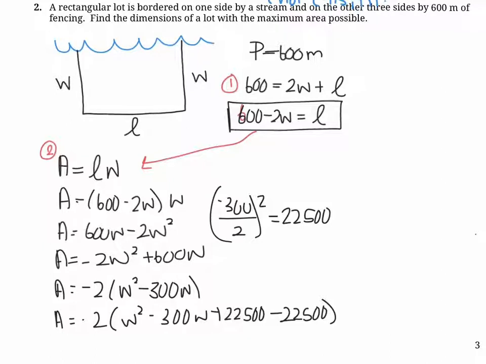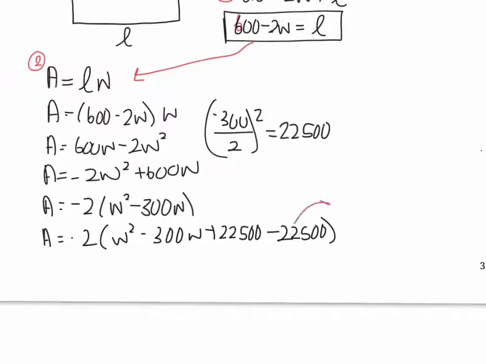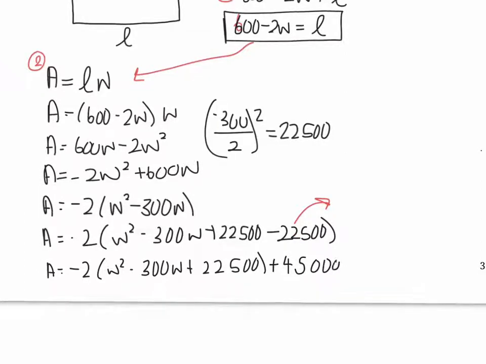Doing this now, it might have been faster to factor and find the axis of symmetry, but we're committed to completing the square here, so no problem. What's the next step here? Let's kick this out of the bracket. We have -2W squared minus 300W plus 22,500. Before we kick this out, we know it has to get multiplied by -2. So we're going to multiply this by -2, and we get plus 45,000. Let's finish this off by factoring.